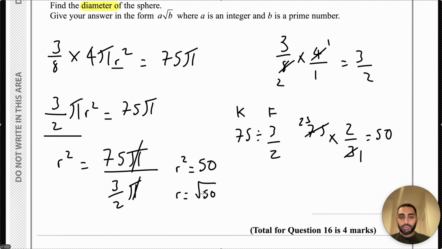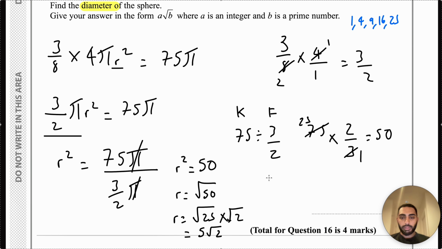So what's the largest square number that goes into 50? If I write out my square numbers, I've got 1, 4, 9, 16, and 25. So the largest square number would be 25. So I can rewrite it as r is equal to root 25 times root 2. And this root 25 simplifies to 5. Square root of 25 is 5, so 5 root 2.